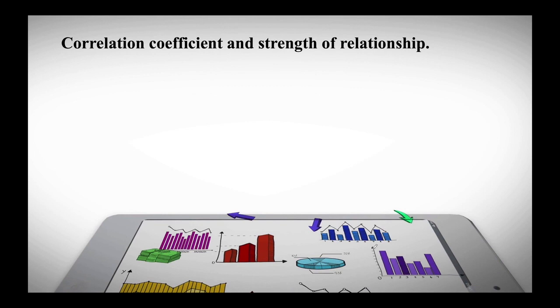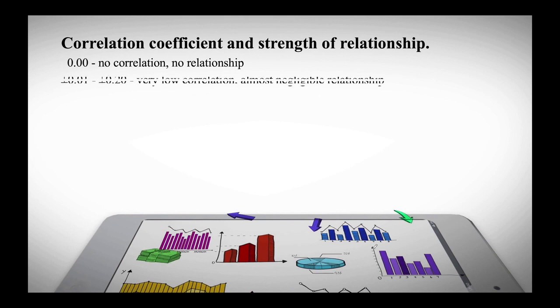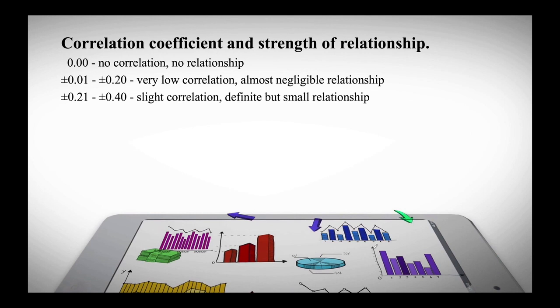Here's now the correlation coefficient and the strength of their relationship. So, if 0, basically that is no correlation or the two variables don't have any relationship with each other. For the next one, from positive negative 0.01 going to positive negative 0.2, that is very low correlation. So, almost negligible relationship. Parang wala na, may correlation pero napakababa, di mo naramdaman. Next, positive negative 0.21 going to positive negative 0.40, that is a slight correlation. So, definite but small correlation.